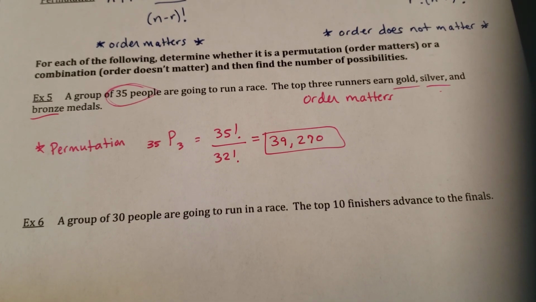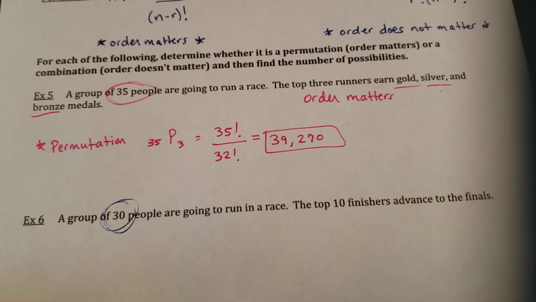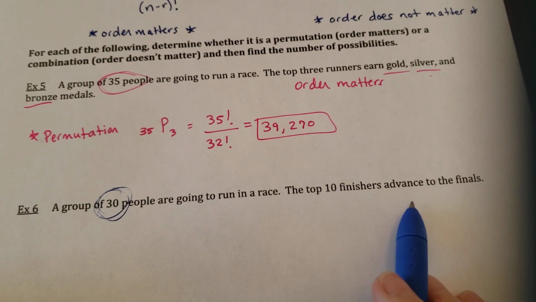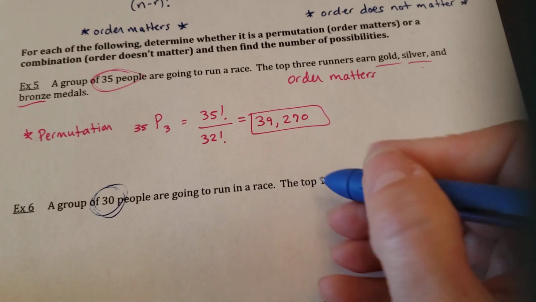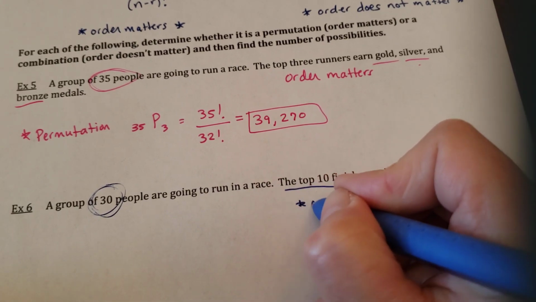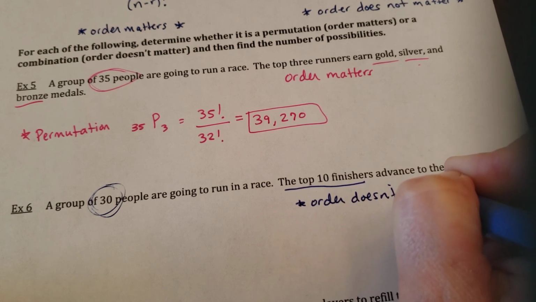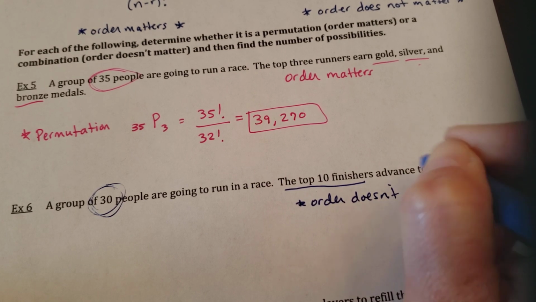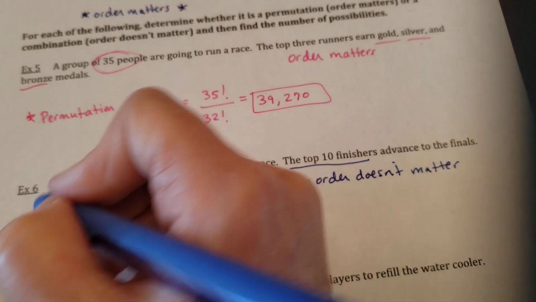Next example, a group of 30 people are going to run a race. So we know 30 is our total. The top 10 finishers advance. So in this case, it's just the top 10. Nobody's getting distinguished by first place, second place, third place. So because it's just the top 10, order doesn't matter. So if you come in first or 10th, you all move on to the next round. So this will be a combination.